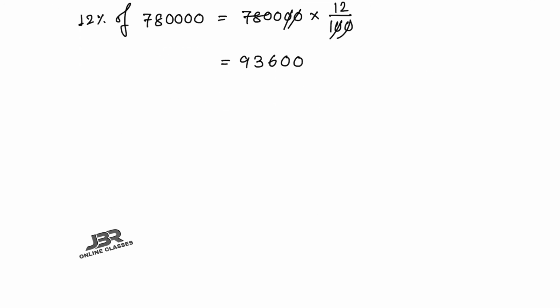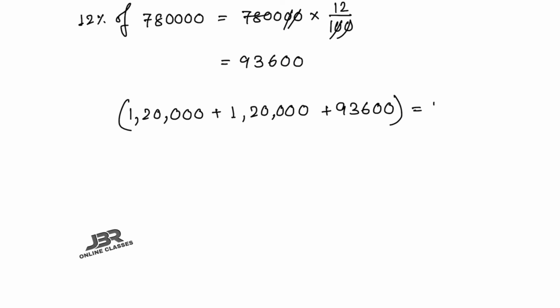So now here you have to find out eventually what will the car cost him. So that means here in the first year he paid 1,20,000 as the down payment. Then he paid again 1,20,000, and last is 93,600. Okay, so here the total amount is 3,33,600. That is your answer.